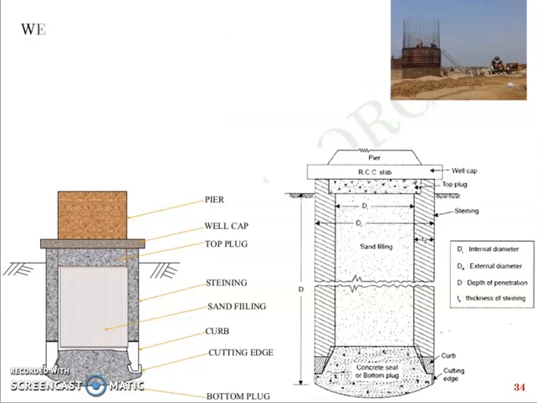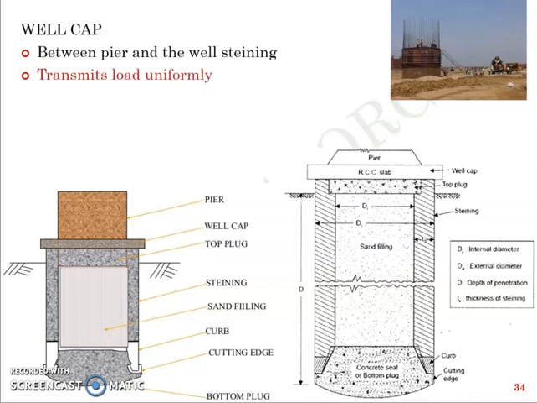Then you have finally the well cap, which is between the pier, which you see above the ground level, and the well steening. So it's between the pier and the well steening, and it transmits the load uniformly onto the well foundation. So these are briefly the components of a well foundation. And like I said, well foundations are usually in practice for bridges and heavy structures. We'll discuss the problems of sinking, the procedure of sinking, and certain other executional errors that may creep in during the sinking process in subsequent videos.